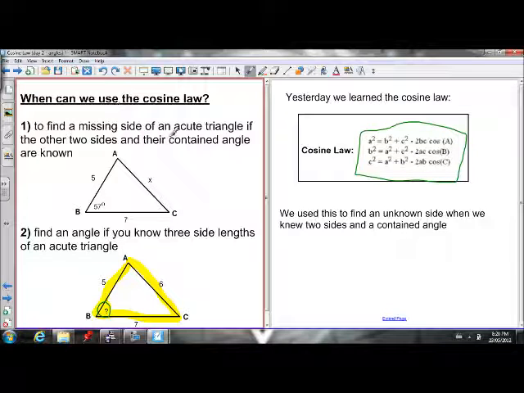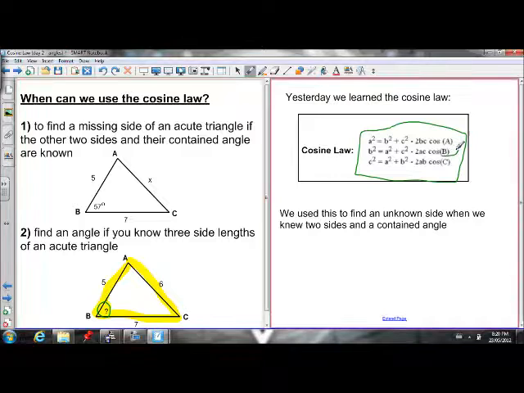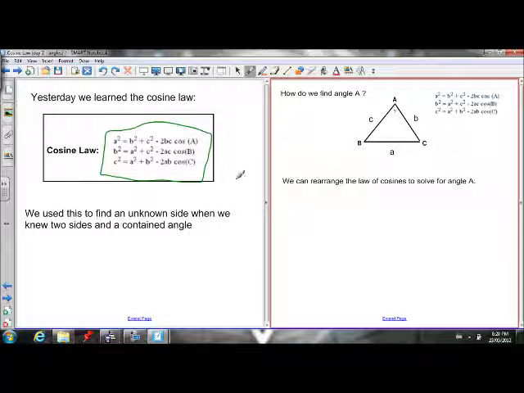Since you know all three sides, choose the equation. If we wanted to find angle B, you would choose the middle equation that has angle B in it. Plug in all the side lengths, we know all of them, and then your only variable left would be angle B. You could solve for it. What I'm going to do is a general rearrangement of this equation, so we don't have to keep rearranging it whenever we're trying to find an angle.